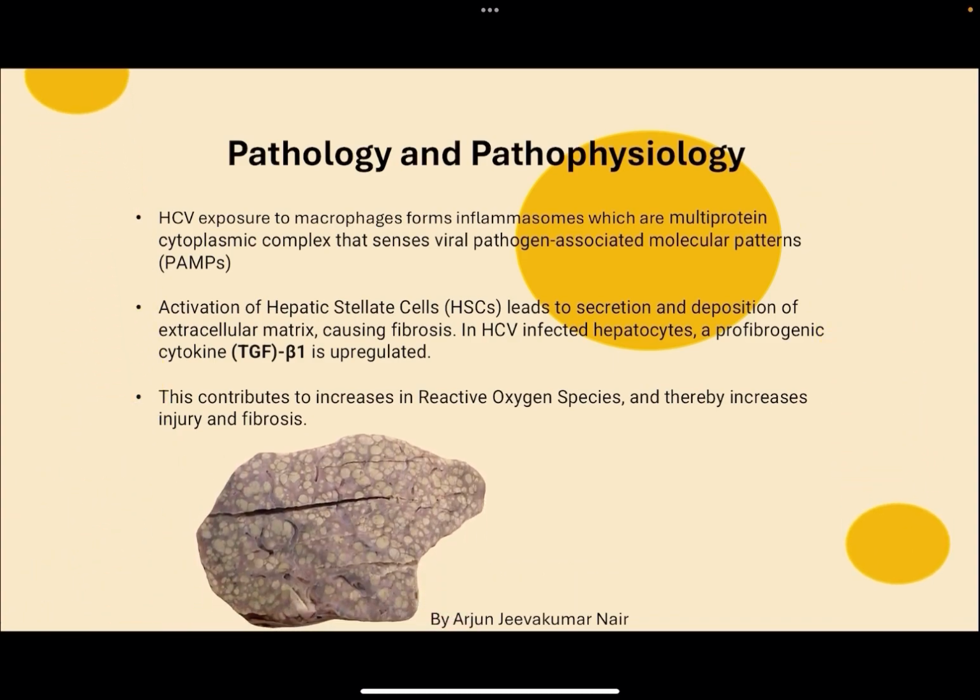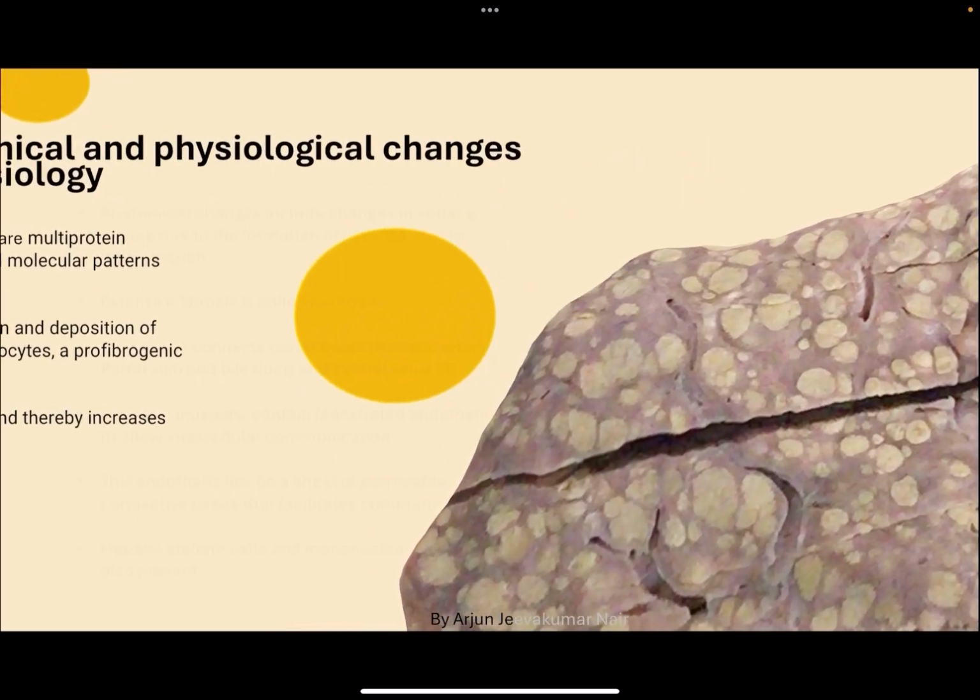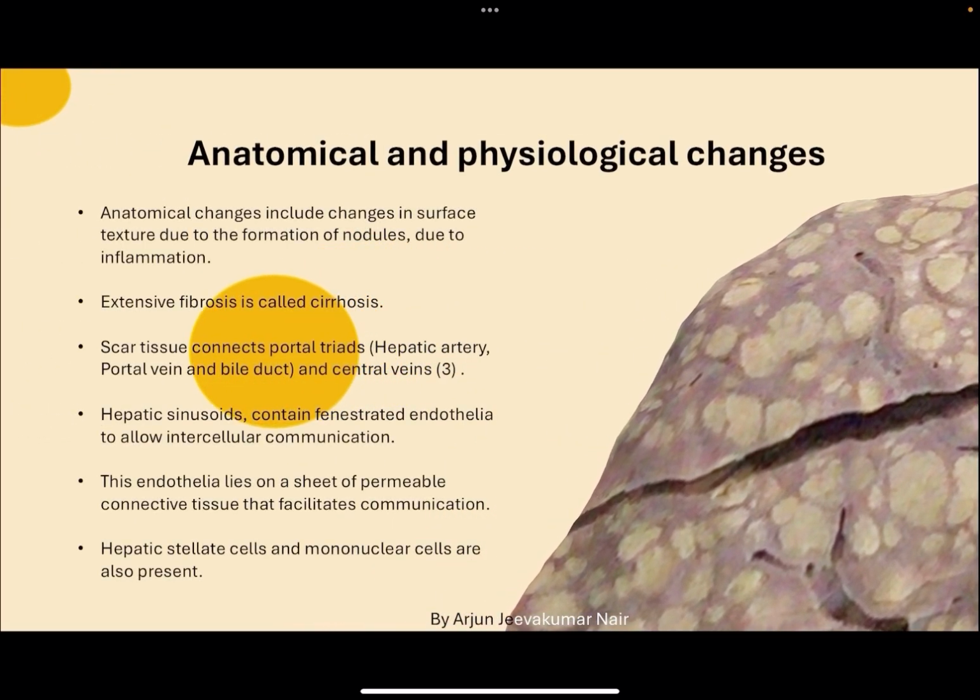Now in this image, we can see anatomical changes in the liver, which is what we will be talking about now. Anatomical changes include changes in surface texture due to the formation of nodules due to inflammation. Extensive fibrosis is called cirrhosis. Scar tissue connects portal tracts, which are the hepatic artery, portal vein, and bile duct, and the central veins.